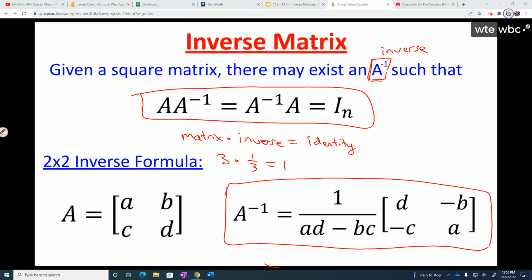You don't have to memorize this, but you probably will have to do it a couple times. So A inverse is 1 over A times D minus B times C, times the matrix. Notice some patterns here. The A and the D switch spots. And then the B and the C just change signs. We're just going to flip signs. And A and D switch.